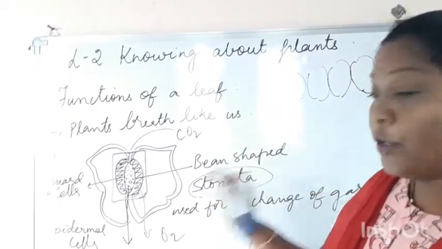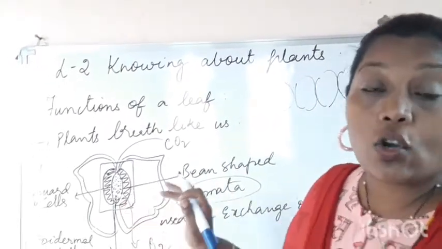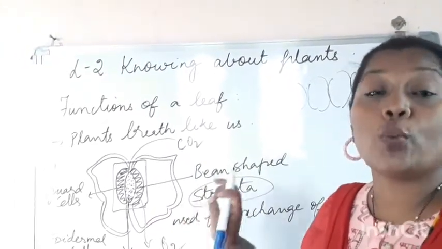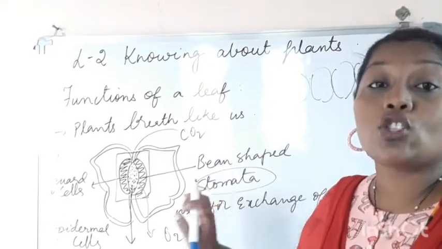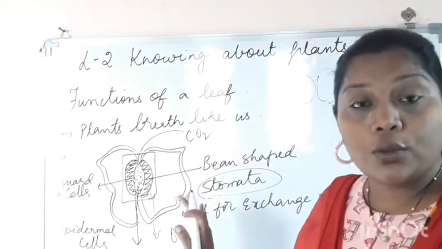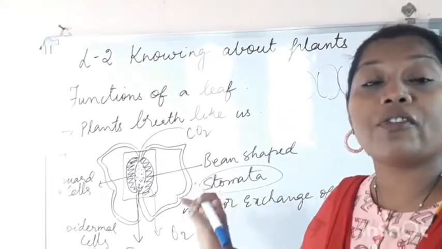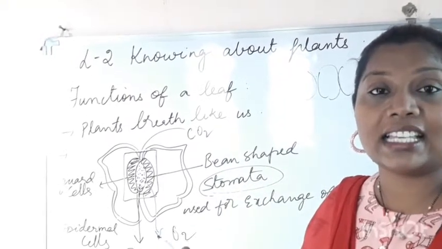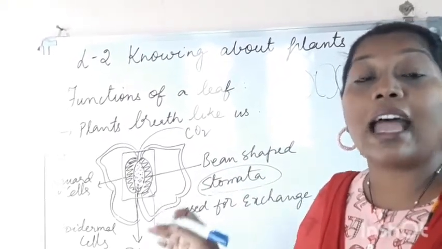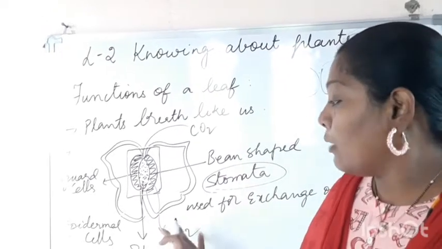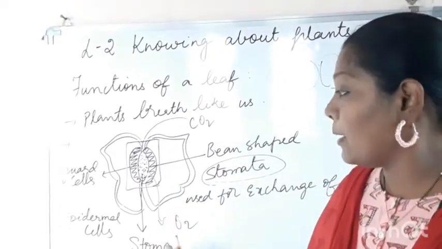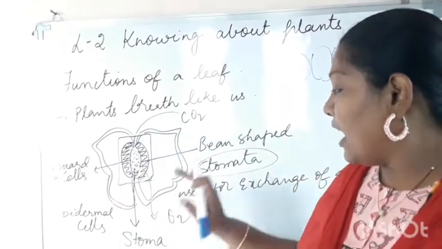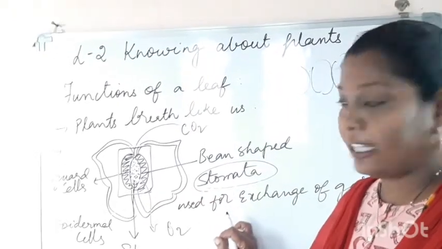So if you can observe this under a microscope clearly, you can view the stomata. So children, what is the use of this stomata? The main use of stomata is for the exchange of gases between the leaves and the atmosphere. Okay. And what are the cells that are present in the stomata? It is a bean-shaped structure, and it is used for exchange of gases.